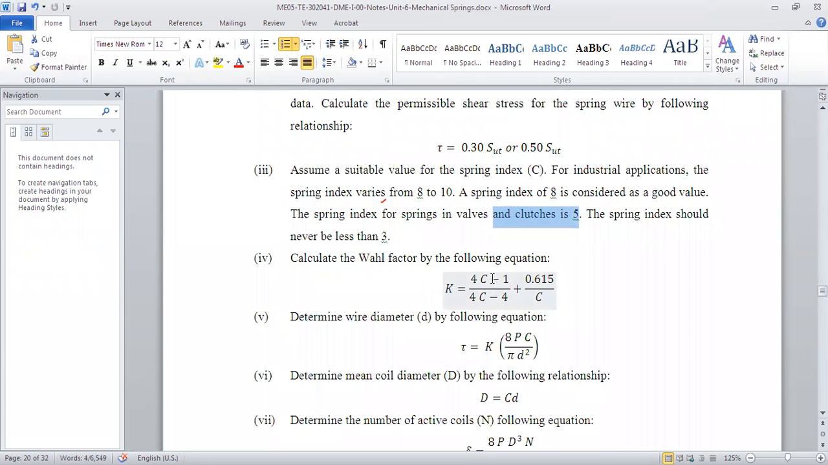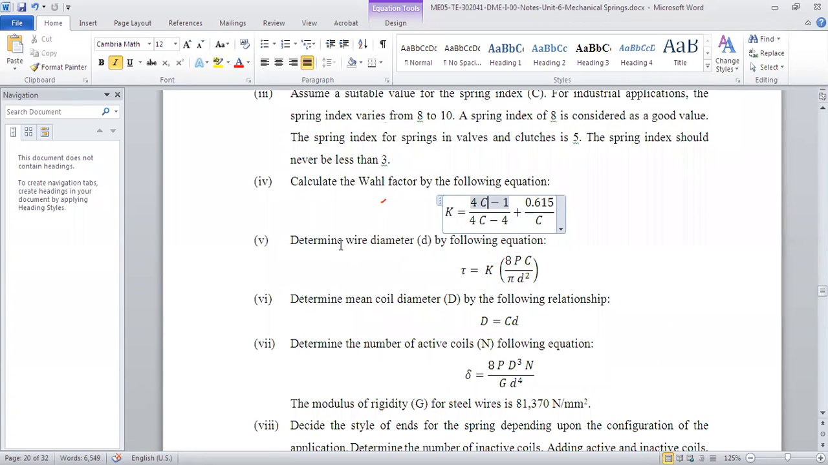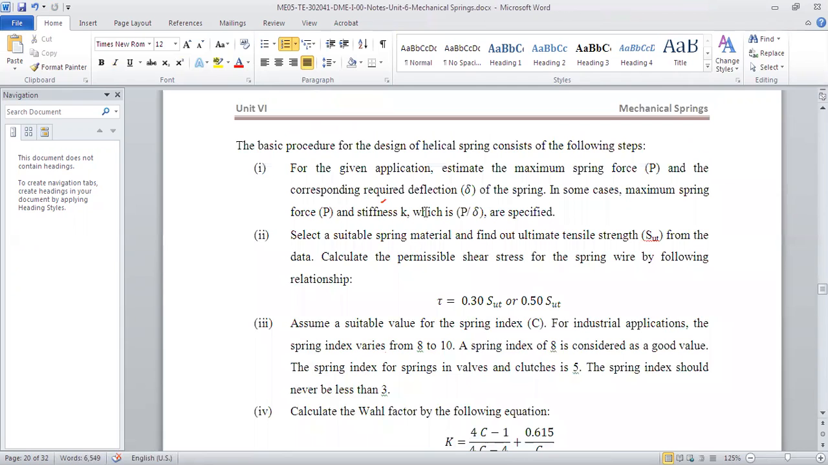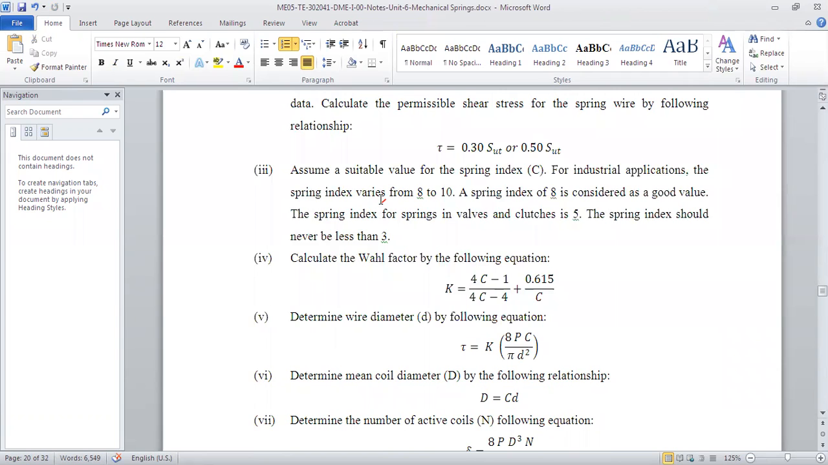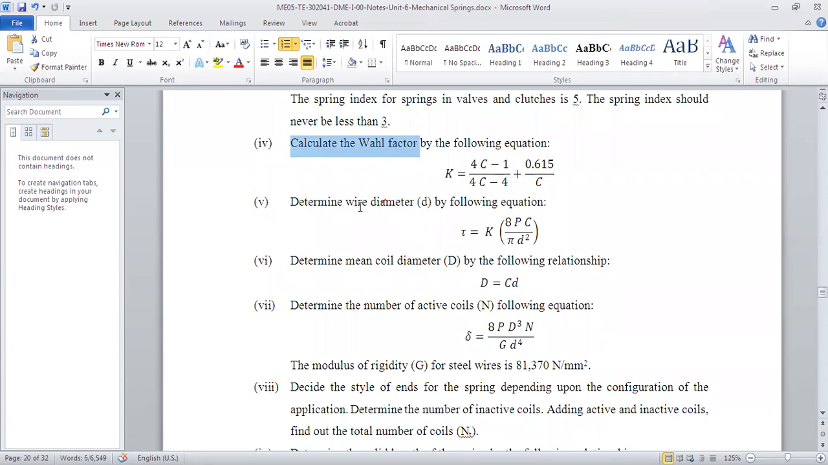Okay, once we know that, then we can immediately find out the Wahl factor, where we know c: K = (4c minus 1) upon (4c minus 4) plus 0.615 upon c, right? So we know the Wahl factor. So first we know load, deflection, stiffness. We know allowable shear stress. Next step is spring index c, then Wahl factor. And once we know that, then we can find out the diameter of the spring, because we know the shear stress in the spring. Tau is equal to K into 8PC upon pi d square. Here we know allowable shear stress, we know K, the Wahl factor, we know load, we know spring index, so we can find out the diameter of the spring.